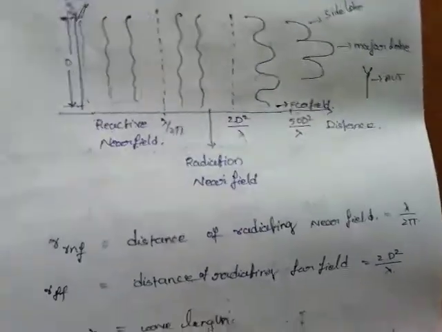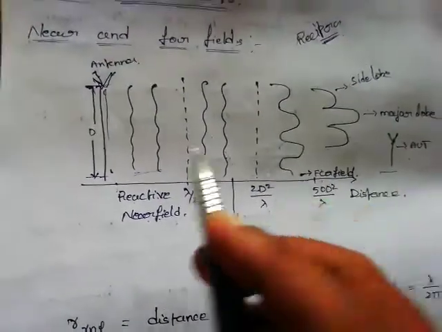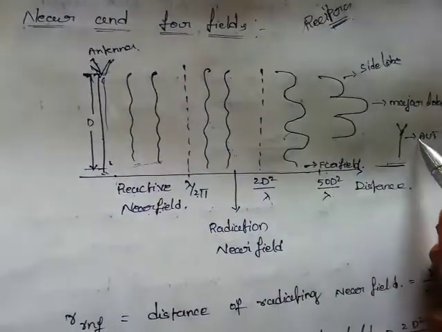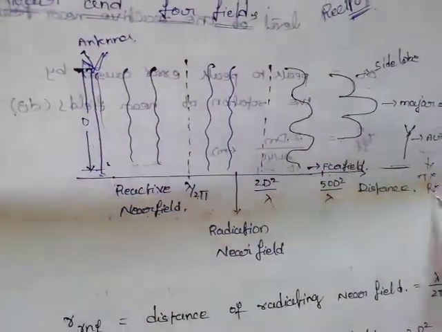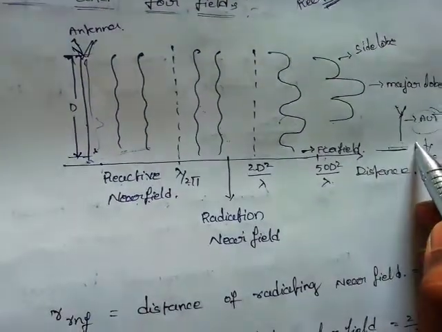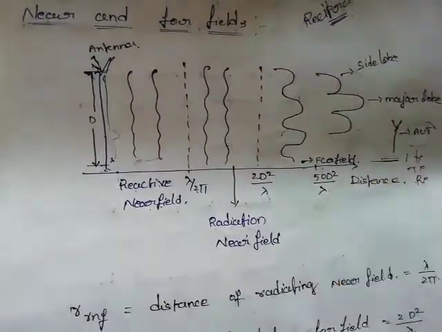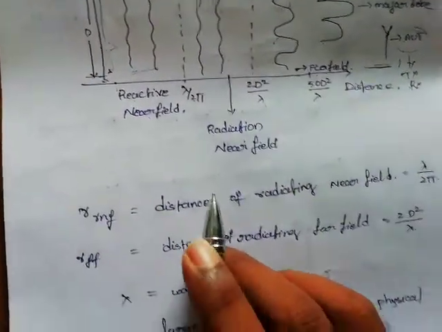Now we will see what these distances are and what regions are formed at these distances. We place an antenna under test. This is the transmitting antenna, and we place another antenna at the other side, the antenna under test. It can act as a transmitter and receiver. If our antenna is transmitting, this antenna under test will work as a receiver. What are the distances formed at the regions? We will discuss now.